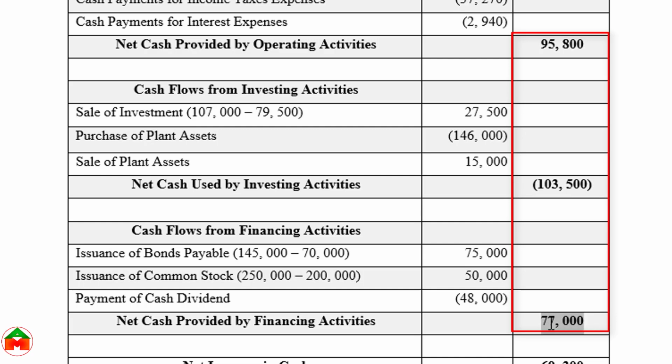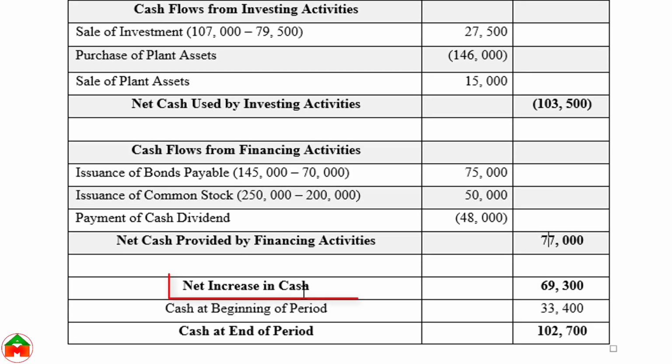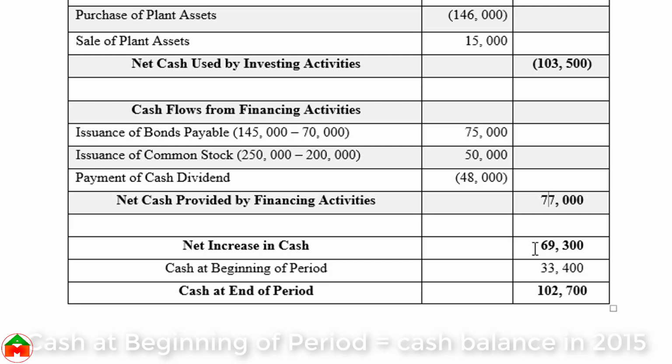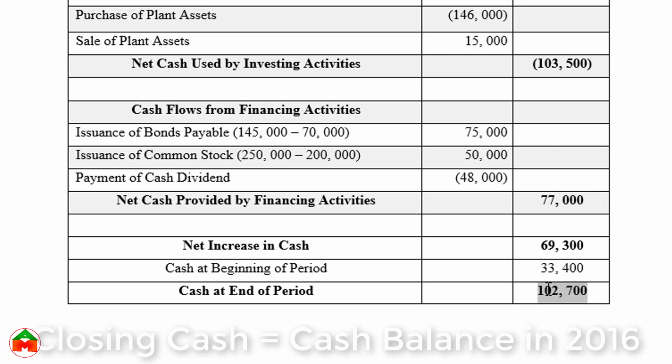So if we adjust these three items, 95,800, 103,500 and 77,000, inflow, outflow, there will be a net increase in cash and the amount is 69,300. So this is the increase of cash during the period. With this amount we will write the cash at beginning of period. If we add this beginning amount of cash with the increased amount of cash, we will get the cash at end of the period. That means closing cash. This is the opening cash and this is the closing cash.